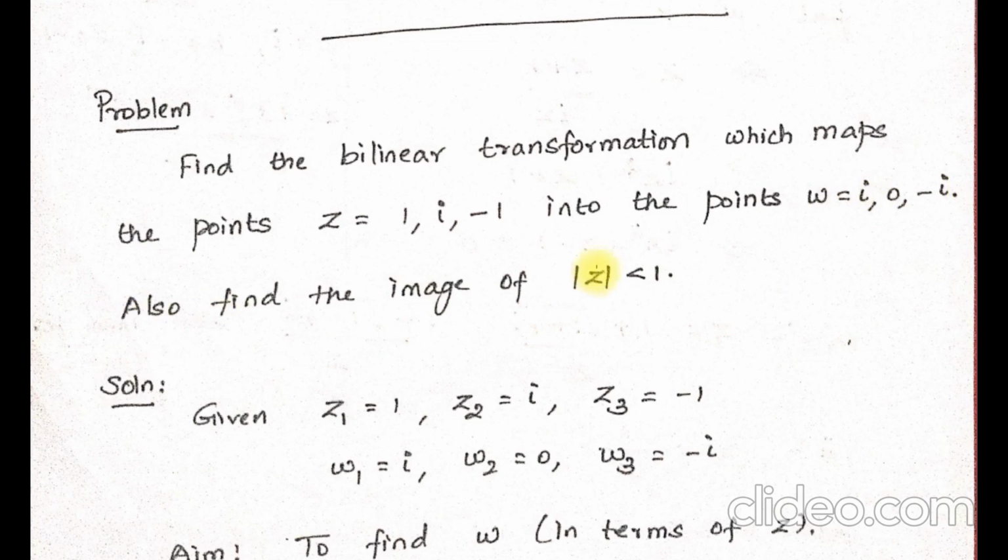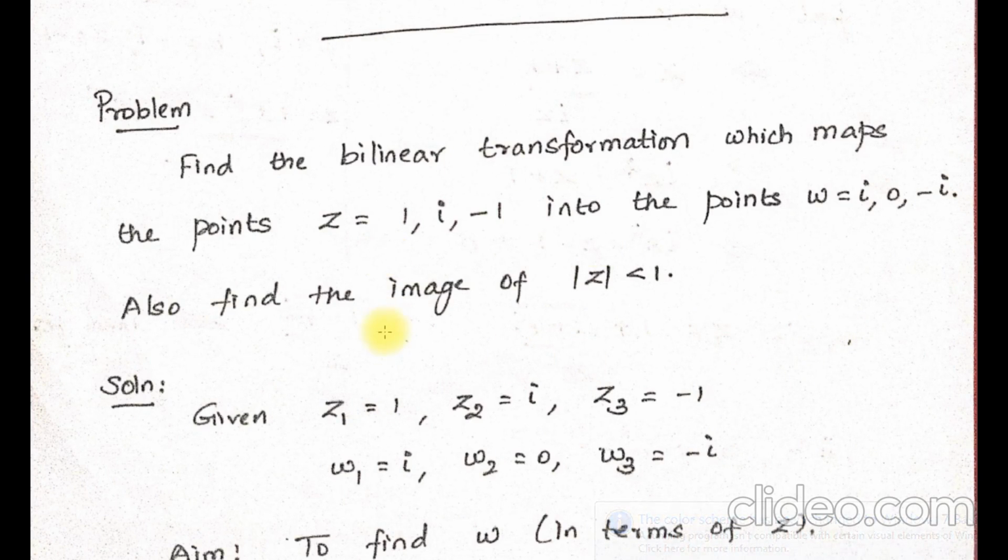After finding the bilinear transformation, using that transformation, we are going to find the image, that is the output, of mod z less than 1. We will discuss this later, once we have found the bilinear transformation.